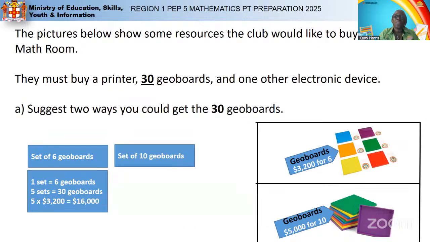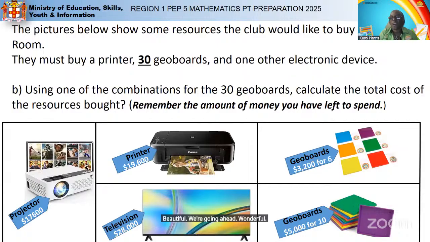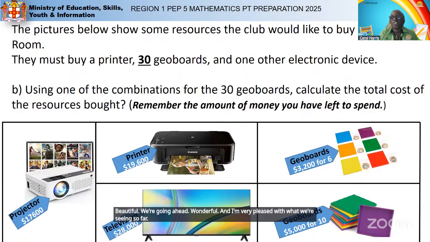If I bought my 3 sets of 10, it would cost me $15,000. And I see some persons working that out in the chat. Beautiful. We're going ahead. Wonderful. And I'm very pleased with what we're seeing so far. So we've seen the cost of the geoboards.